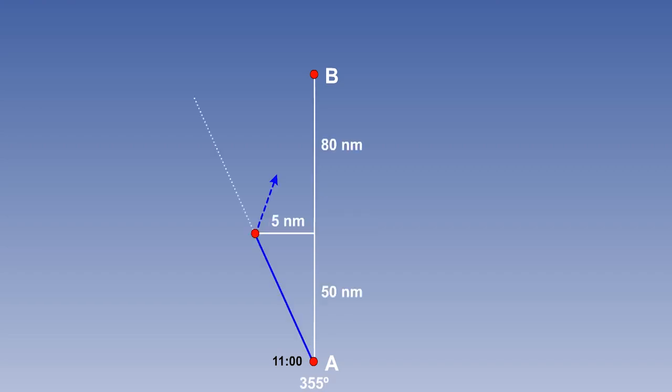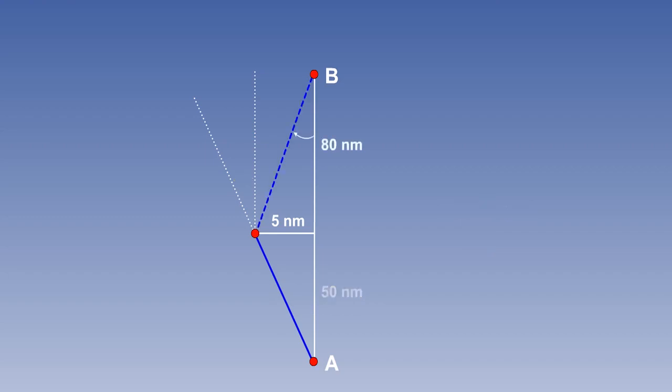A fix is taken at 11:15, and we are 5 miles left of track and have flown 50 miles along. We decide that there is no reason why we should not turn directly to the destination, 80 miles away. How many degrees do we need to alter our heading? You can recognize the triangle for track error in the diagram on the screen. We are 5 miles off track, divided by the 50 miles gone, times 60, which is 6 degrees. If we were to turn right by 6 degrees, we would parallel our planned track.